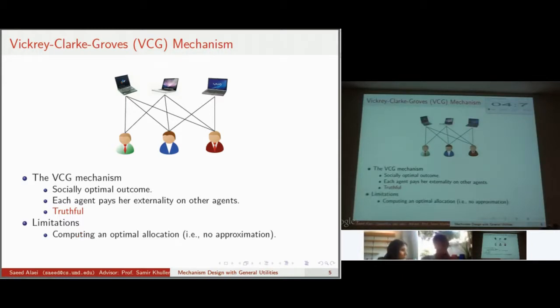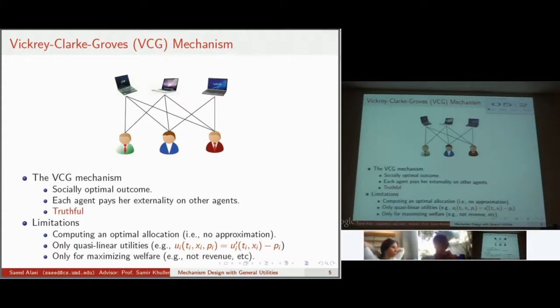But it has a number of limitations. Basically, you have to be able to compute the optimal allocation. If you can only compute an approximation, it breaks. It doesn't give a truthful mechanism. It requires quasi-linear utilities, which means you should be able to write your utility as a function of your type and allocation, minus the payment. So the payment should be an additive term. And it only works for maximizing welfare. You cannot use it to maximize other objectives like revenue.